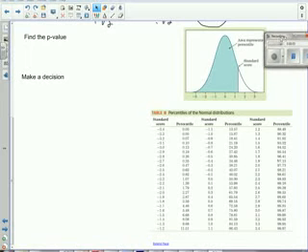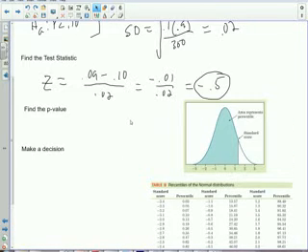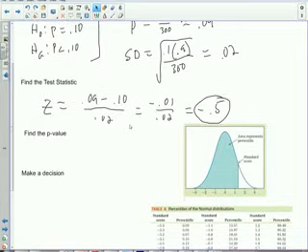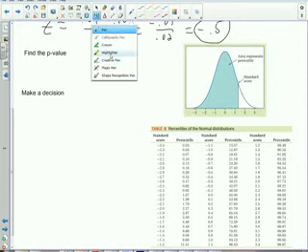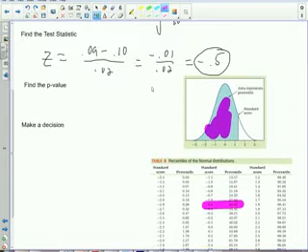To continue with this problem, we calculated that the z-score was negative 0.5. We need to find the p-value that corresponds to that z-score. So if we look at table B, we look for a z-score of negative 0.5. I'm seeing 30.85. Now the table B tells us this area to the left.